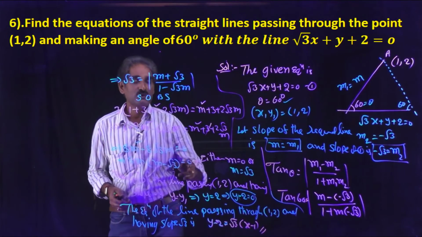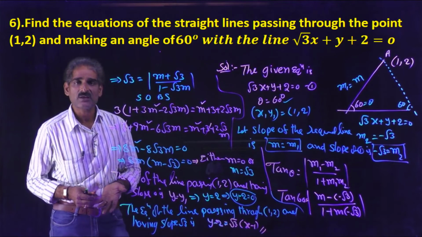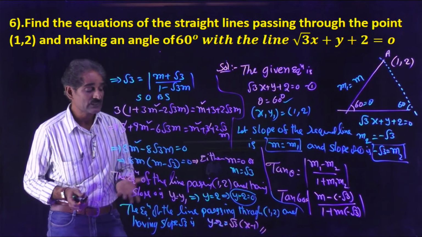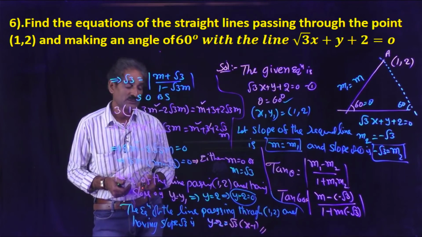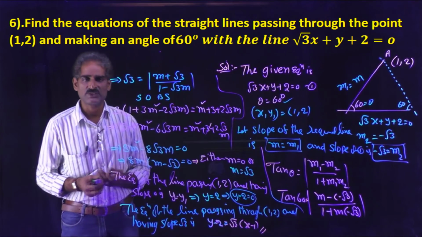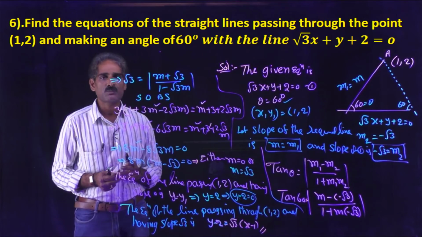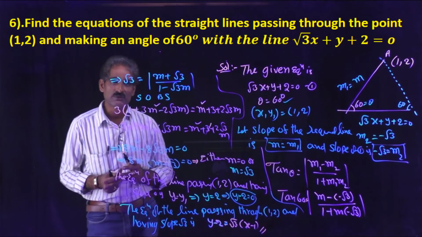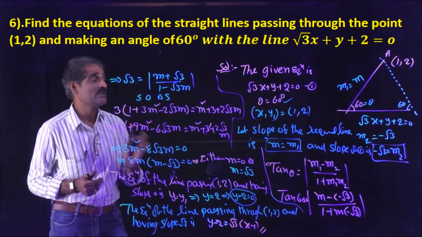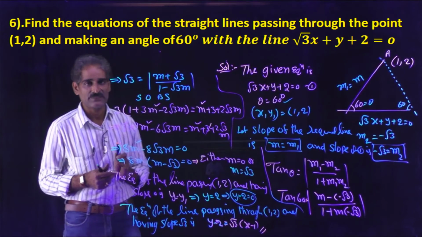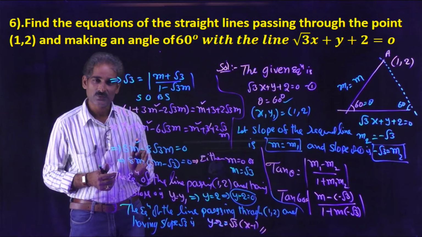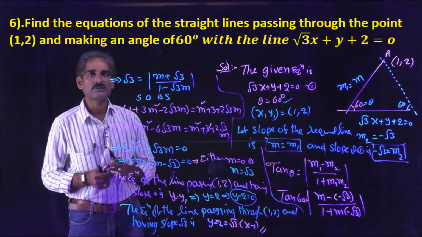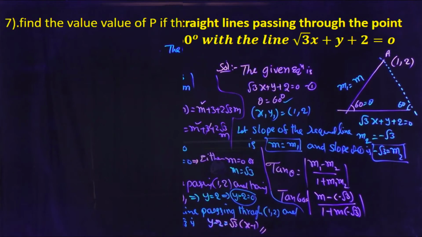So slope 0 means parallel to x-axis, horizontal line, y equal to y1, and slope root 3 means y minus y1 equal to root 3 into x minus x1. Just to simplify it, we will get the equation. This is the process of how to find the equations of the lines passing through a point and making some angle with another line. From an objective point of view, there is a formula. Later we will discuss those formulas.